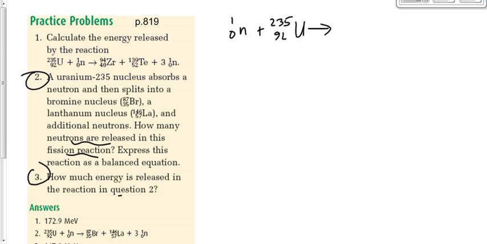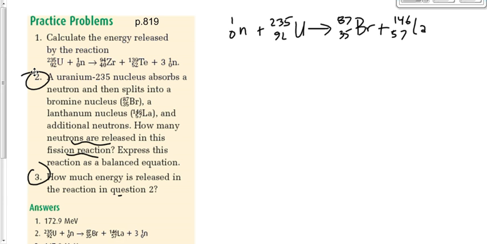Now, what do we got on the right-hand side? We got bromine-87, 87Br, with an atomic number of 35, and we've got 146La with an atomic number of 57. We got to make sure that, first of all, the bottom number matches up. That's the atomic number. Using the law of conservation of charge, 0 plus 92 is 92. 35 plus 57 is 92. Perfect. Okay, conservation of charge already works for us here.